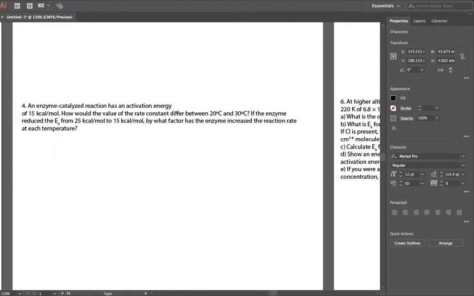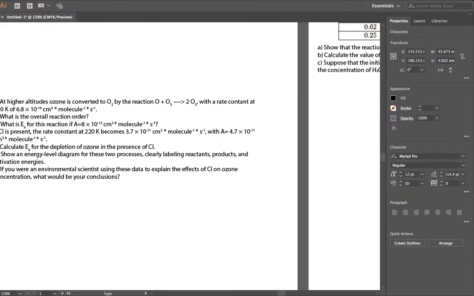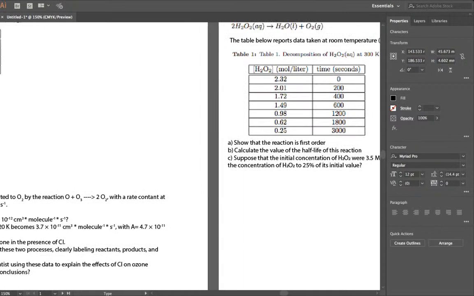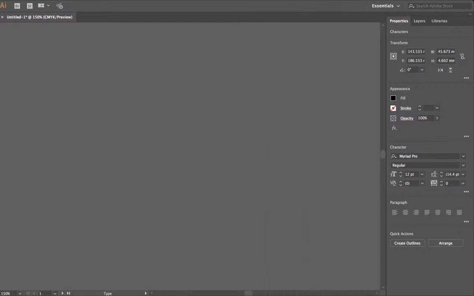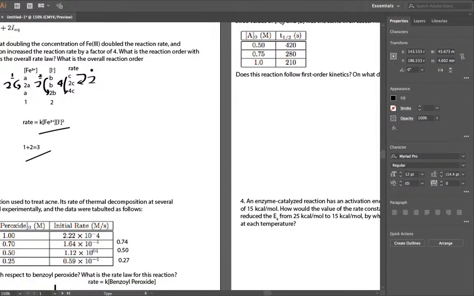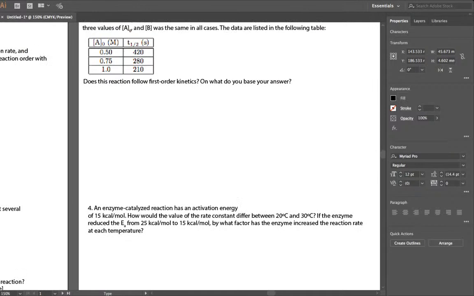I don't think we have anything about equilibrium, so I will later just change the title. So yeah, that one.